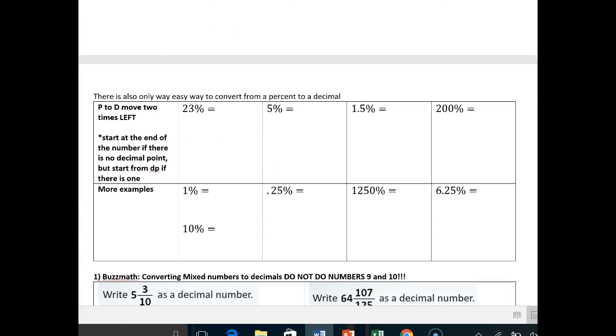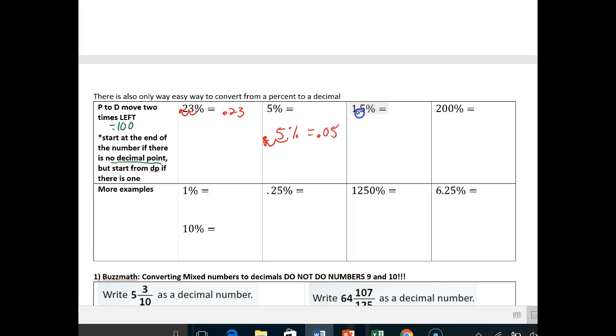Other side. To go percent to decimal, there's only one way to do it. It's move 2 times left. This is the same thing as dividing by 100, right? But instead of making you do that division, we just say move 2 times left. So you start at the end of the number if there is no decimal point, but if there is a decimal point, start there. So for instance, 23%, no decimal point, so I go once, twice. It's 0.23. 5%, I start at the end of the number right here, once, twice. Decimal point would go there, so it's 0.05. Fill in the empty space always with a 0.